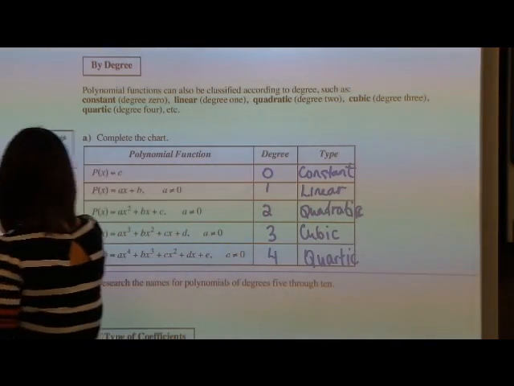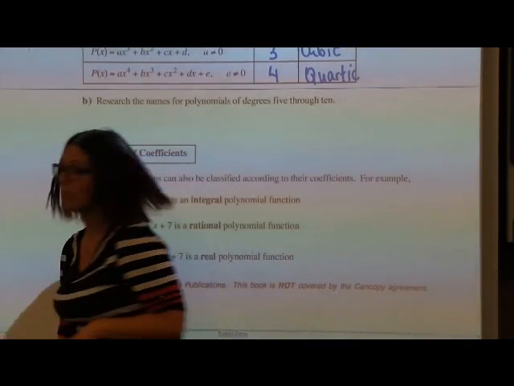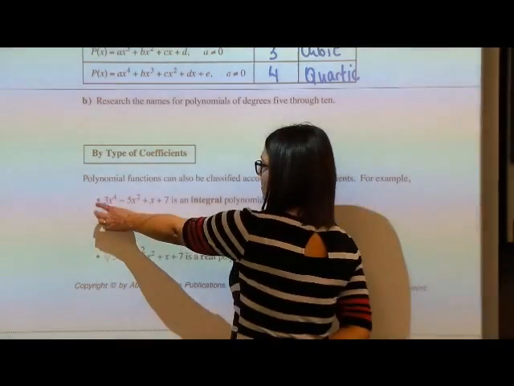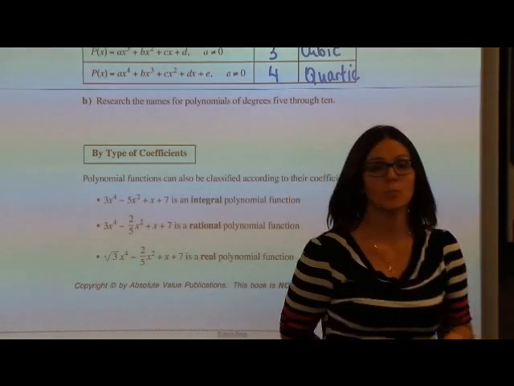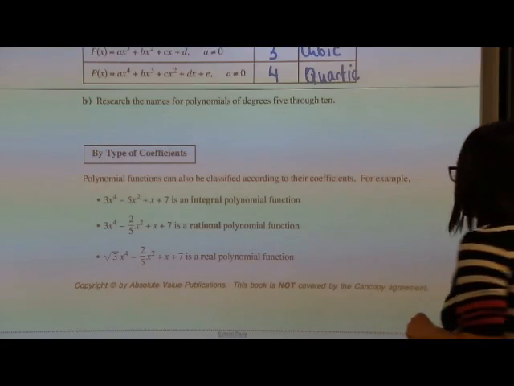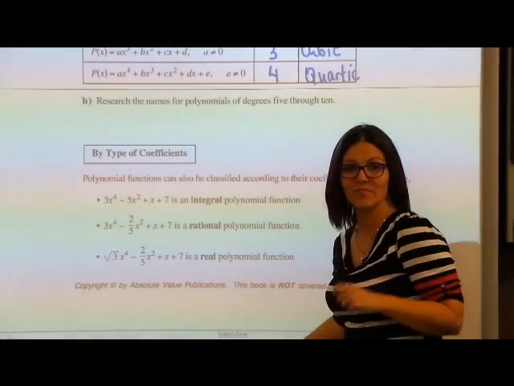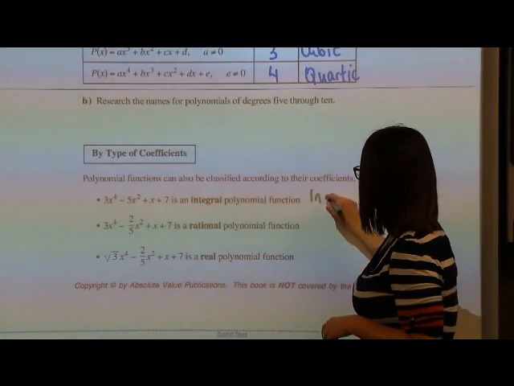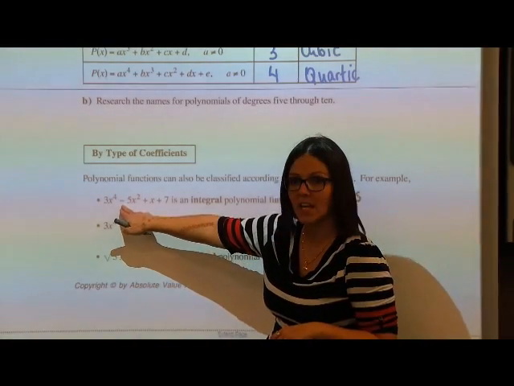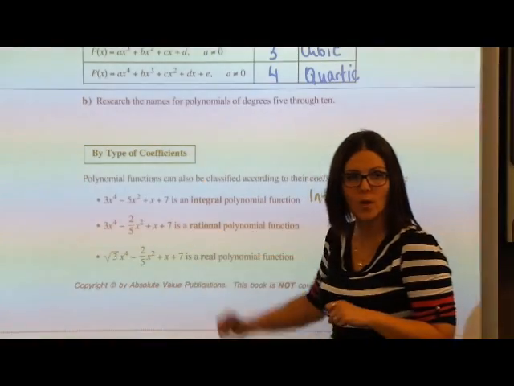And then we can classify polynomials based on the type of coefficients that they have. 3x cubed minus 5x squared plus x plus 7 is called an integral polynomial function. Why the word integral? Because it only uses integers. Because I have negative and positive whole numbers.